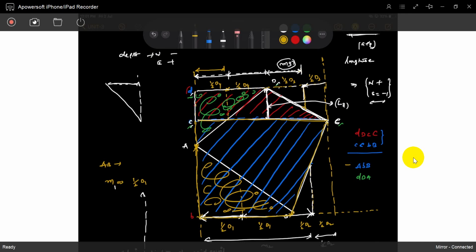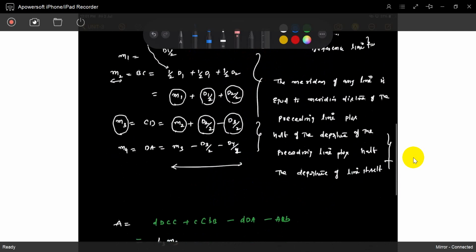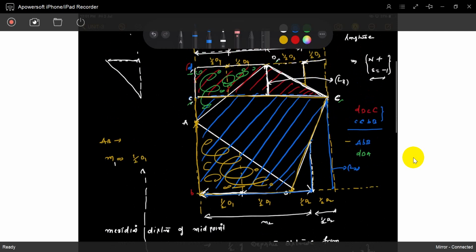Exactly BC. BC longitude is this height. BC longitude is that line. So automatically the area we can write as, this is L2. So BC longitude is L2. And also the meridian distance is this line up to this. What is M2? Understood? So that is L2 M2.